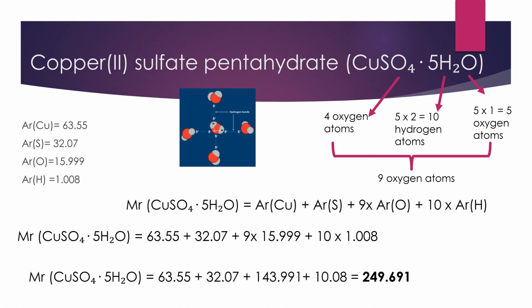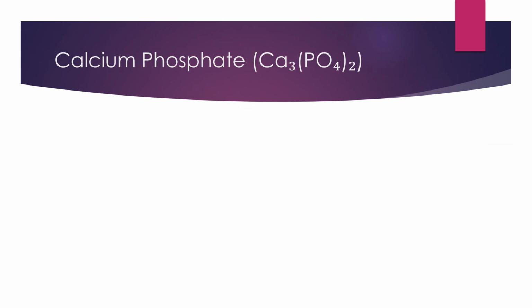And in the end, the number that we get when we multiply and add them all together is 249.691. And this is actually the answer for this task. So please be careful if you have numbers in front of the molecule. The next one, calcium phosphate. It looks again complicated, but there are just some rules that you need to take care of when you are solving this kind of task.